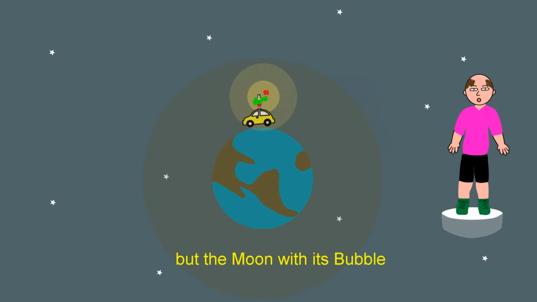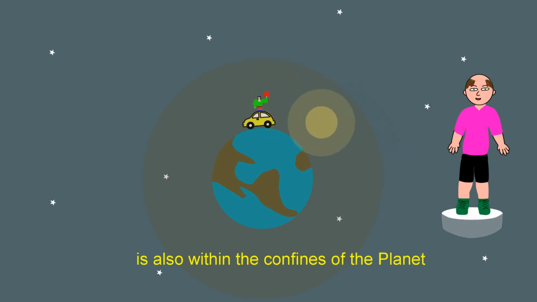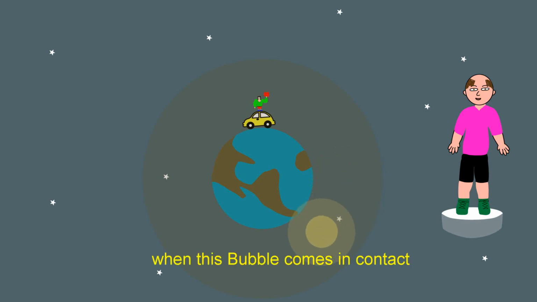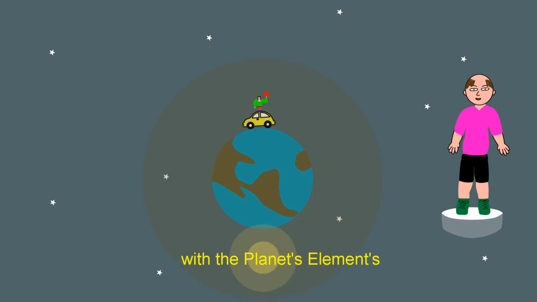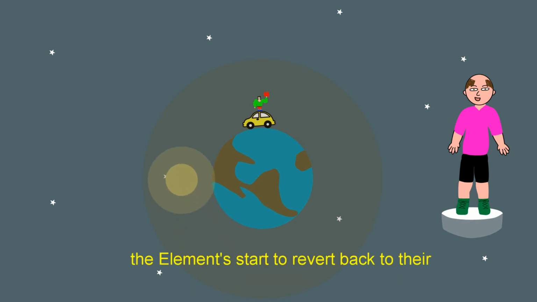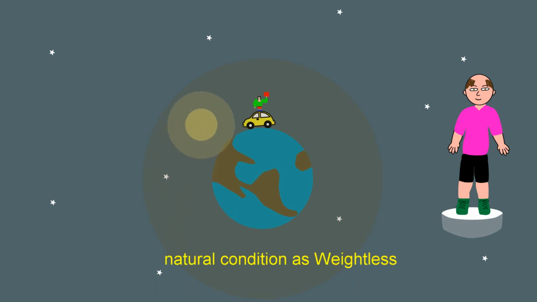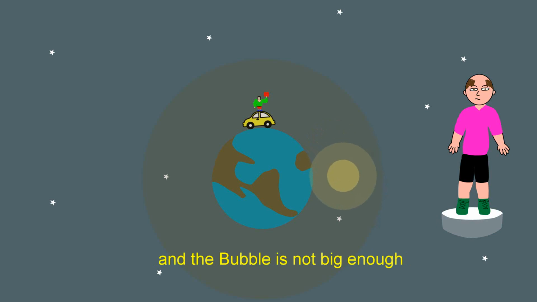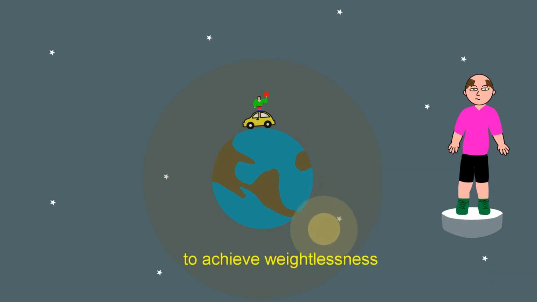But the moon with its bubble is also within the confines of the planet. When this bubble comes in contact with the planet's elements, it causes the elements to lose weight. The elements start to revert back to their natural condition as weightless. But the moon's effect is short-lived, and the bubble is not big enough to achieve weightlessness for the element.